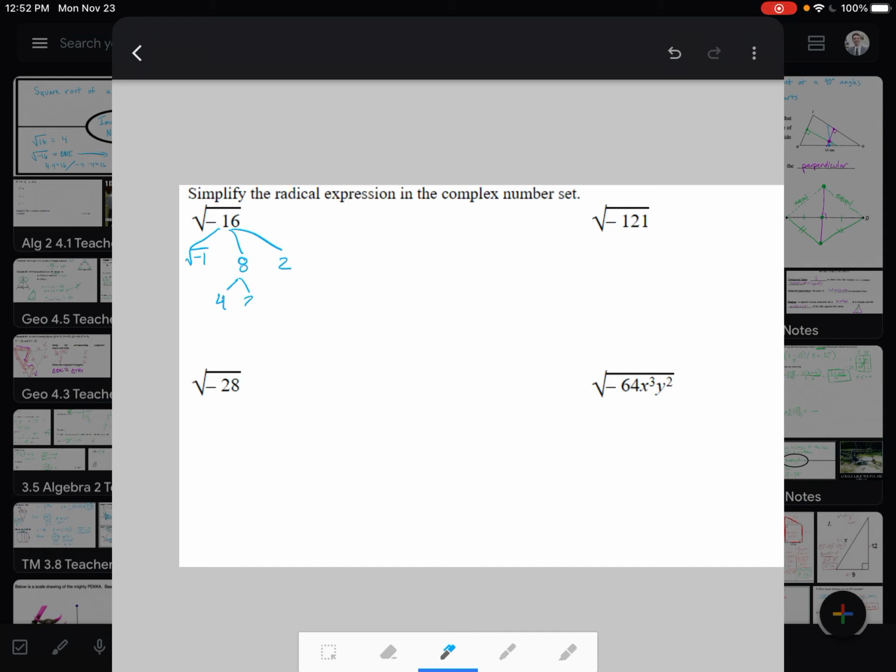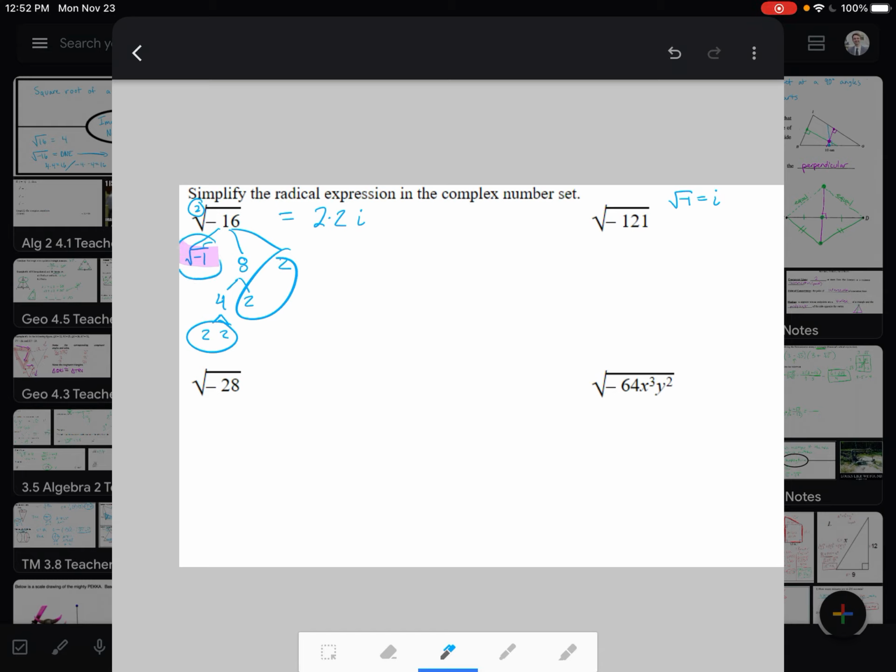Then we can break down 8. We can break down 4. And again, our invisible number here is 2. So we're looking for pairs. So we're left with one pair of 2s, a second pair of 2s, and then we're left with this. There's a root of negative 1, which you know doesn't exist. Well, the root of negative 1, we can define that as exactly i.